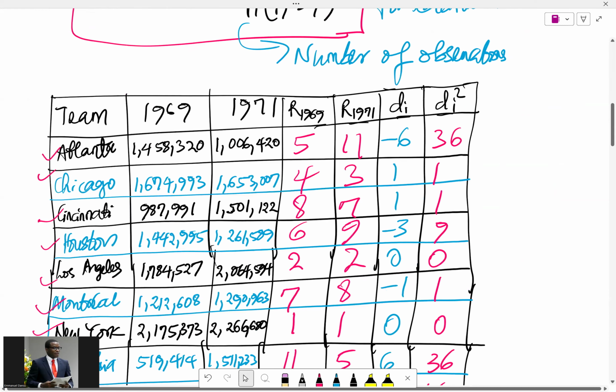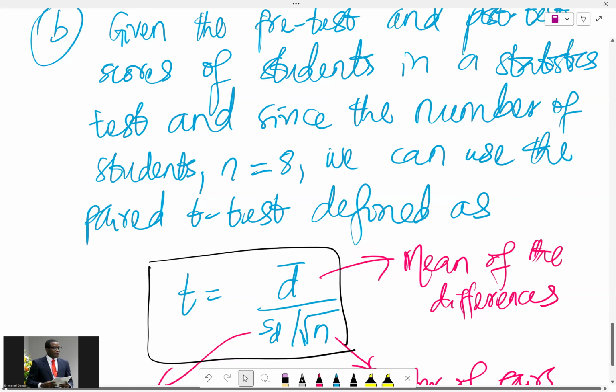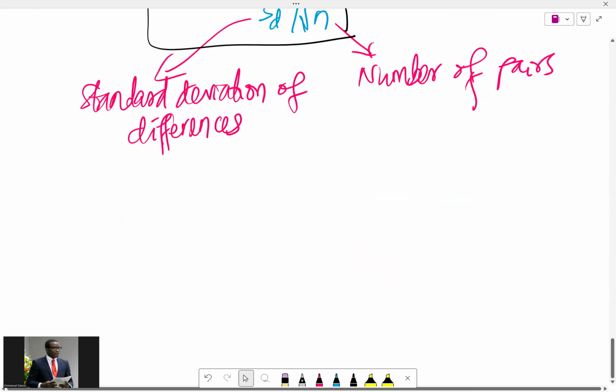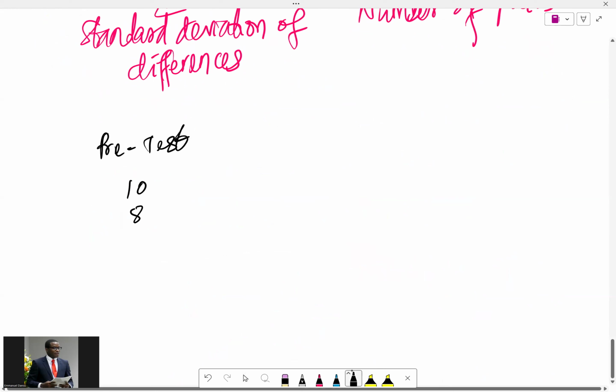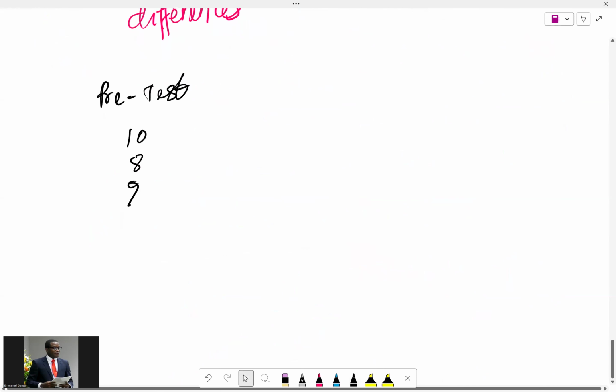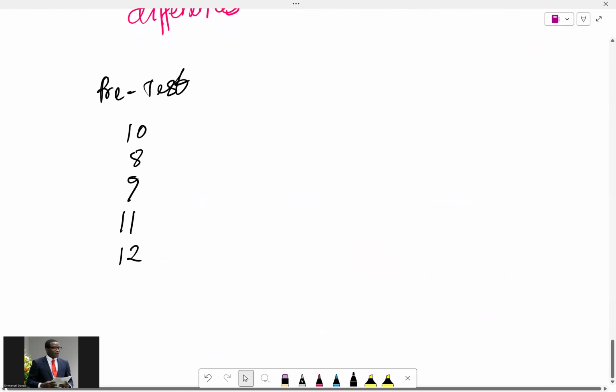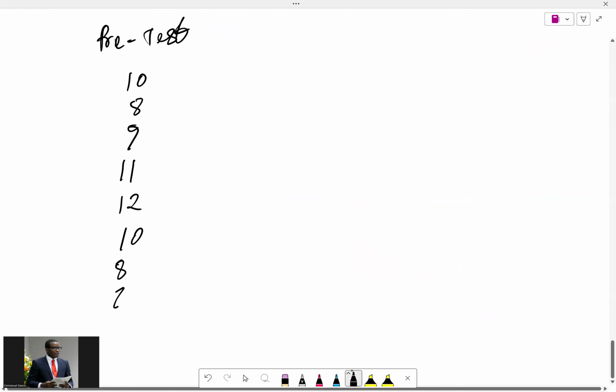Okay. So, we just need the absolute value, right? We don't care about the sign. So this is what we do. Let's say this is pre-test, right? The values of pre-test are 10, 8, 9, 11, 12, 10, 8, 8.